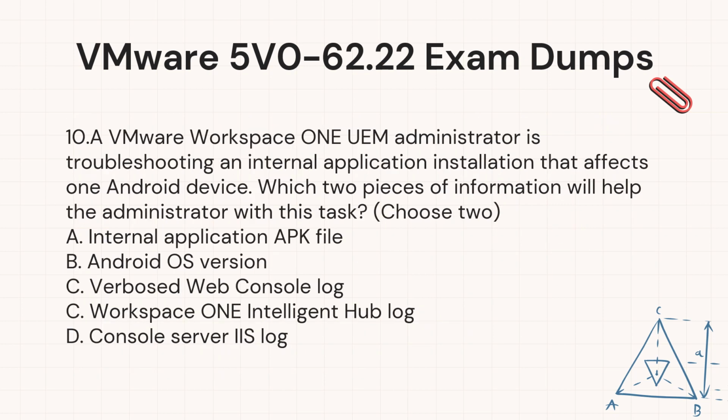10. A VMware Workspace ONE UEM administrator is troubleshooting an internal application installation that affects one Android device. Which two pieces of information will help the administrator with this task? Choose 2. A. Internal application APK file. B. Android OS version. C. Verbose web console log. D. Workspace ONE Intelligent Hub log. E. Console server IIS log.